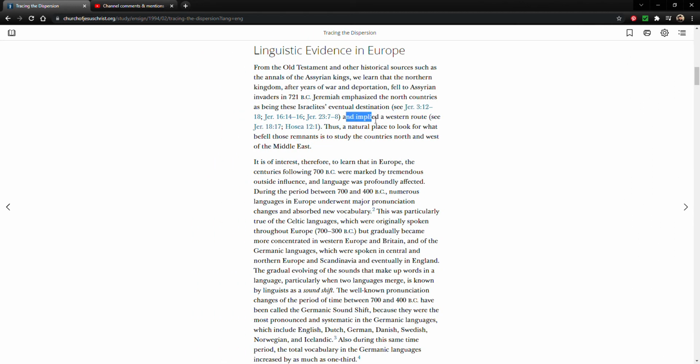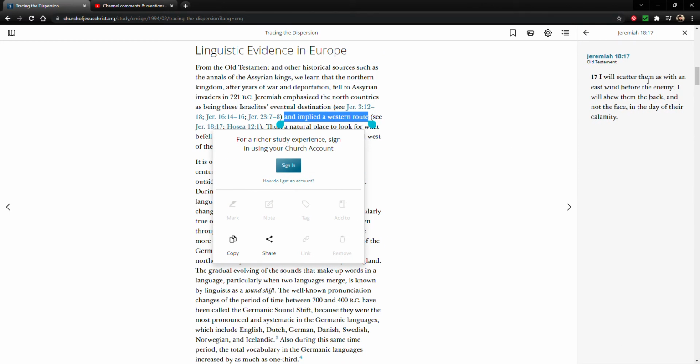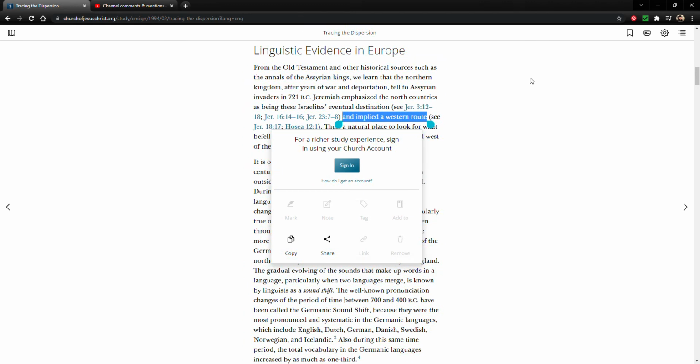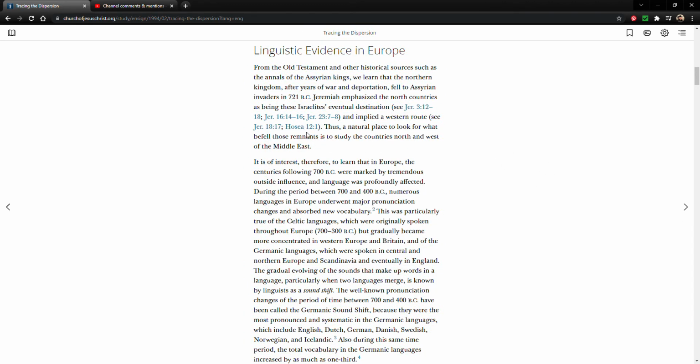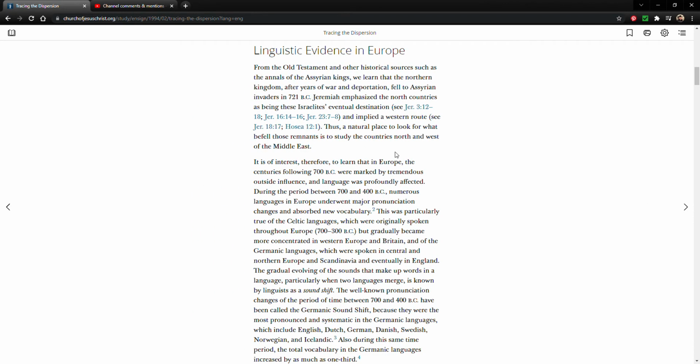Anyway, okay, let's move on. It implied a western route. See Jeremiah 17:18. "I will scatter them as with an east wind before the enemy, and I will shew them the back and not the face in the day of their calamity." Okay, so because of an east wind, they're being driven west. Hosea 12:1. "Ephraim feedeth on wind, and followeth after the east wind. He daily increaseth lies and desolation, and they do make a covenant with the Assyrians, and oil is carried into Egypt." Okay, so north and west.